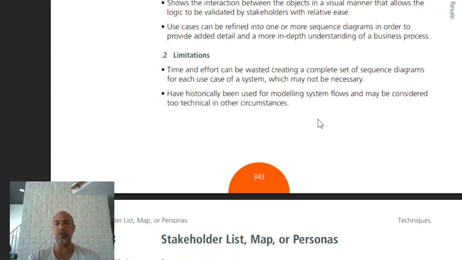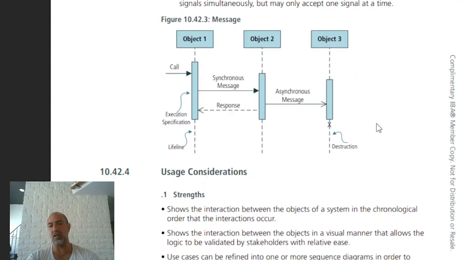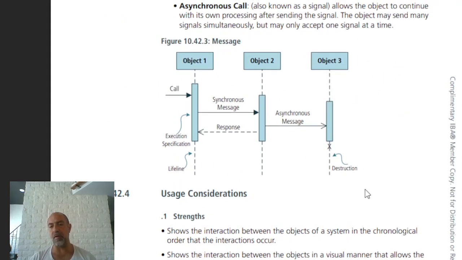They have historically been used for modeling system flows and may be considered too technical in other circumstances. Exactly. When you look at this, you don't imagine a factory, you imagine software. You could imagine a factory, but the problem with that is this is code, so it's handled, it's managed, it's detailed. But if you're actually thinking from a systemic perspective and users are involved, then you probably are going to have a lot more variables than you can afford to have on a system.